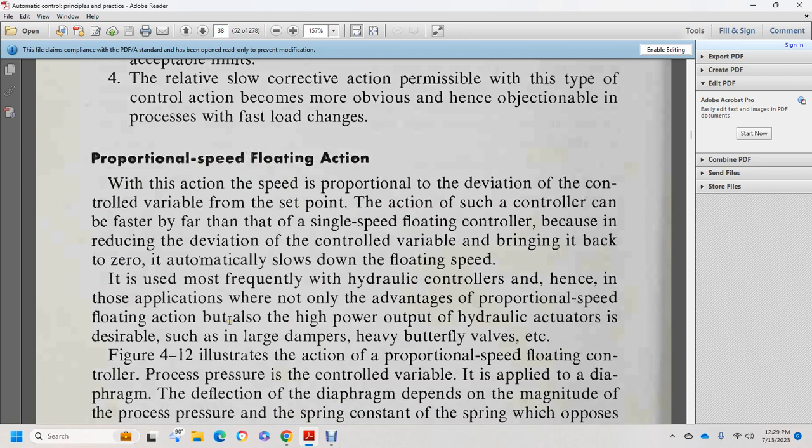Proportional speed floating action. With this action, the speed is proportional to the deviation of the control variable from the set point. The action over the controller can be wide and far over the spread of the single speed floating controller, covering and reducing the deviation of the control variable to bring it back to zero automatically, slowing down the floating speed.